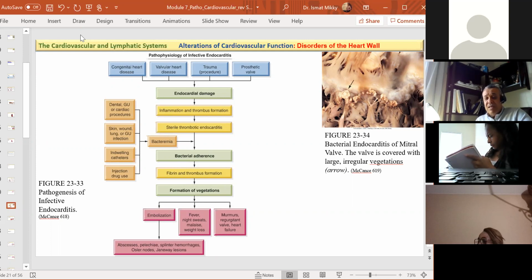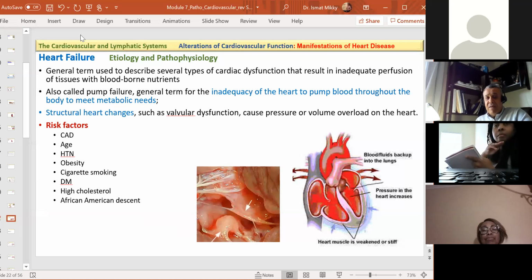So this vegetation develops as lesions composed of a mass of platelets, fibrin, microorganisms, and inflammatory cells. And this will be deposited on the leaflets of the valves and result in valve dysfunction.